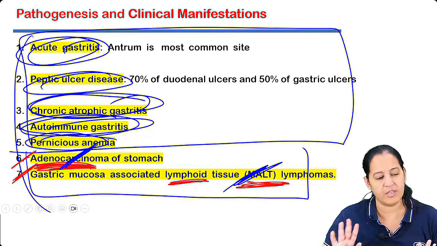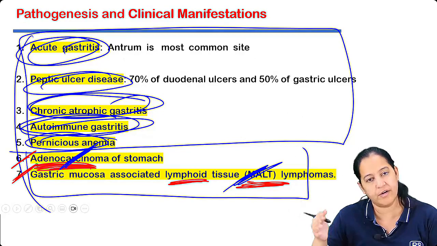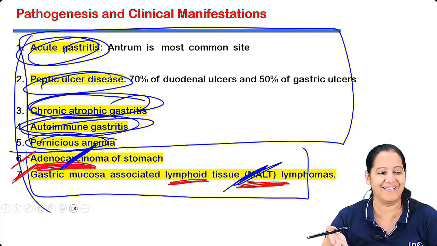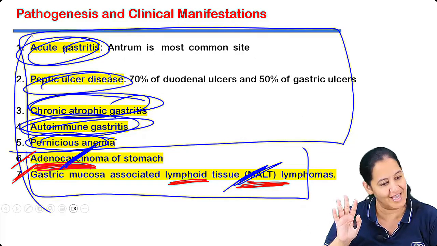So if you got the mechanism, it's good. If you didn't get it, you will study it again in pathology, in hematology. Okay? Come on, no problem. Yes, unable to absorb vitamin B12.